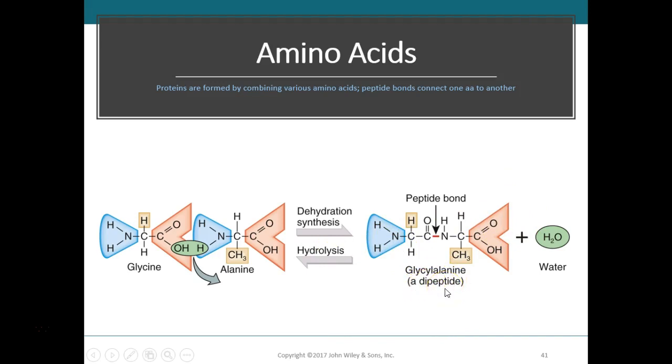Di means two, peptide is a small protein. Now, this would continue in making larger and larger proteins depending on what protein was being made. You simply make another peptide bond and hook another amino acid to that. We'll look at protein synthesis in chapter 4, I believe, if not chapter 3.